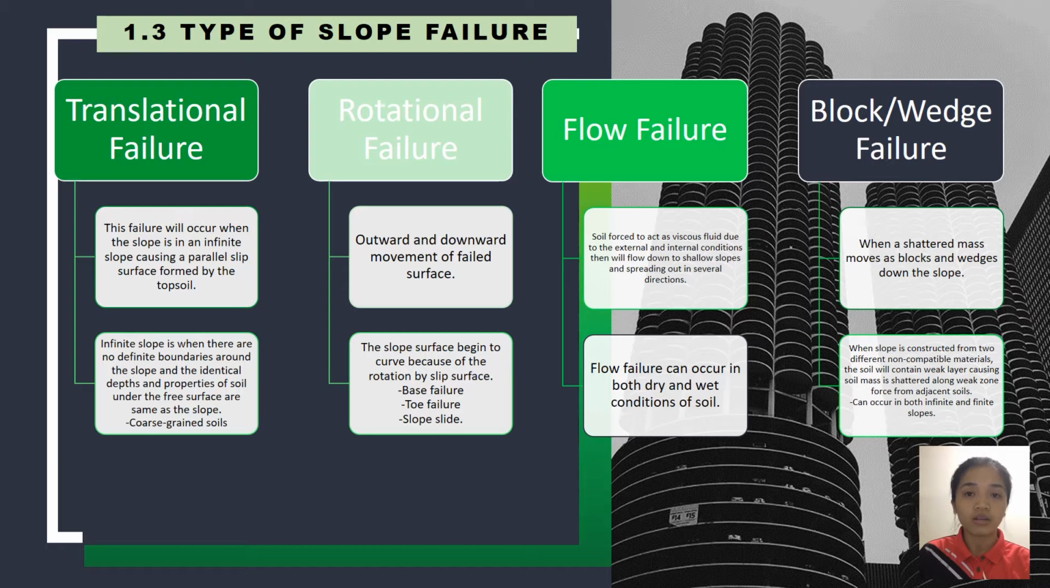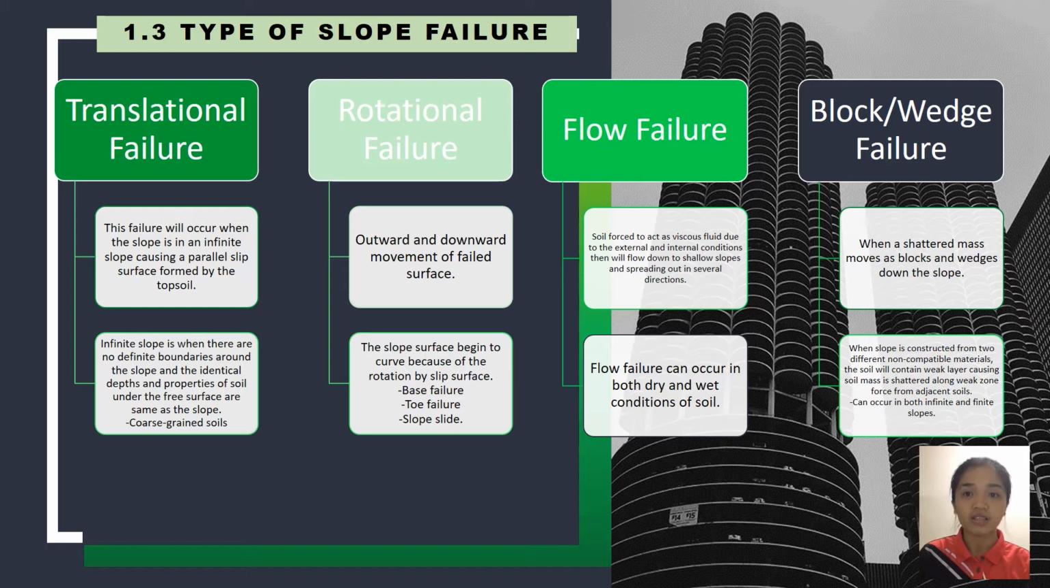This failure will occur when the slope is an infinite slope, causing a parallel slip surface formed by the topsoil. An infinite slope is when there are no definite boundaries around the slope, and the depths and properties of soil under the free surface are identical to the slope. Translational failure usually happens in coarse-grained soils.